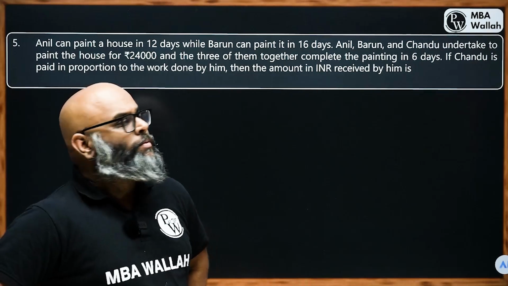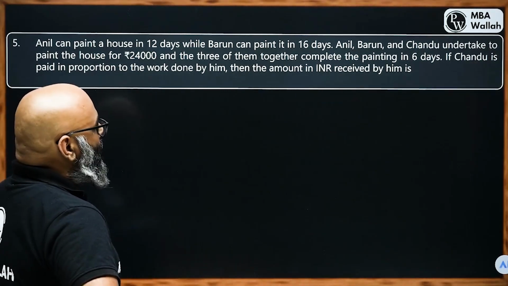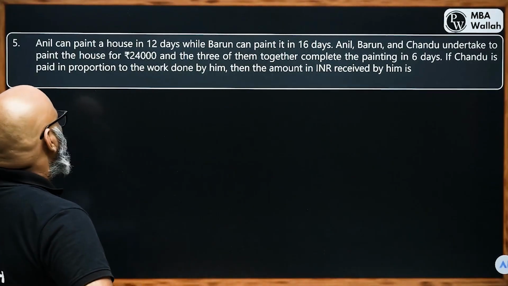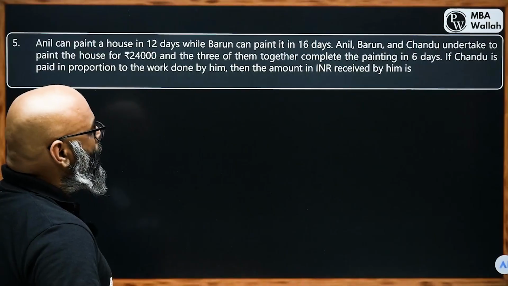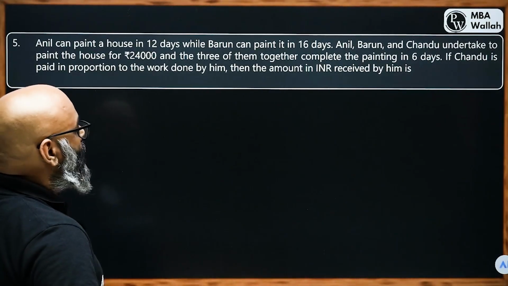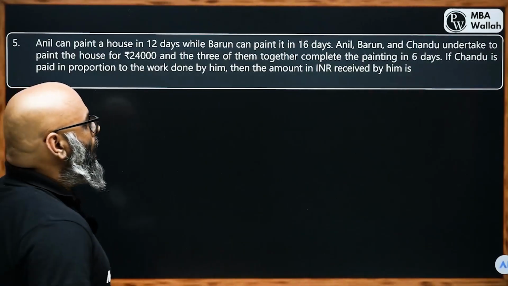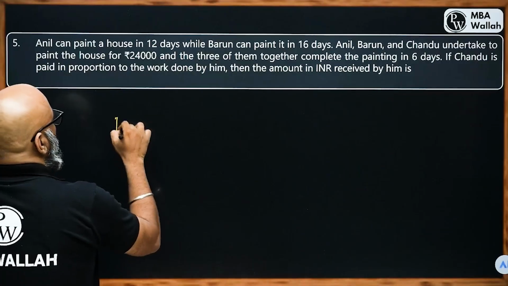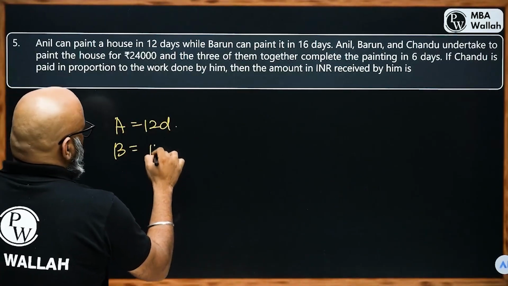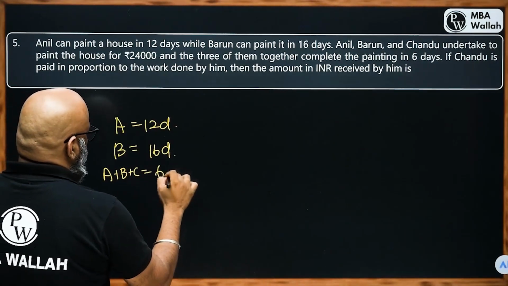And then let's solve. So the question is, Anil can paint a house in 12 days. Barun can paint it in 16 days. Anil, Barun, Chandu undertake to paint the job for 24,000, and the 3 of them together complete the painting in 6 days. If Chandu is paid in proportion to the work done by him, then the amount in INR received by him is? So Anil can do it in 12 days. Barun can do it in 16 days. A plus B plus C together do it in 6 days.